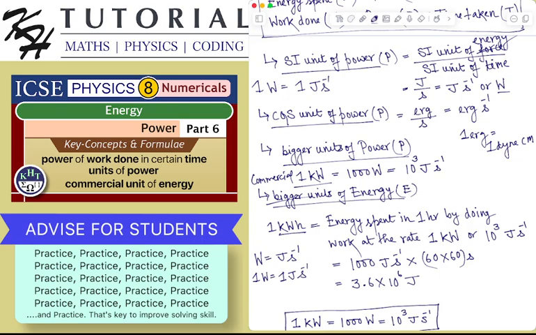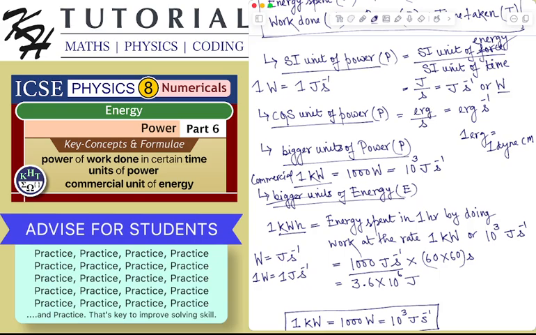So what will be a kilowatt? A kilowatt will be 10 to the power 3, or 1000 joule per second. Now, as you know, 1 kilowatt hour is the energy which is consumed in 1 hour by doing work at the rate of 1 kilowatt.